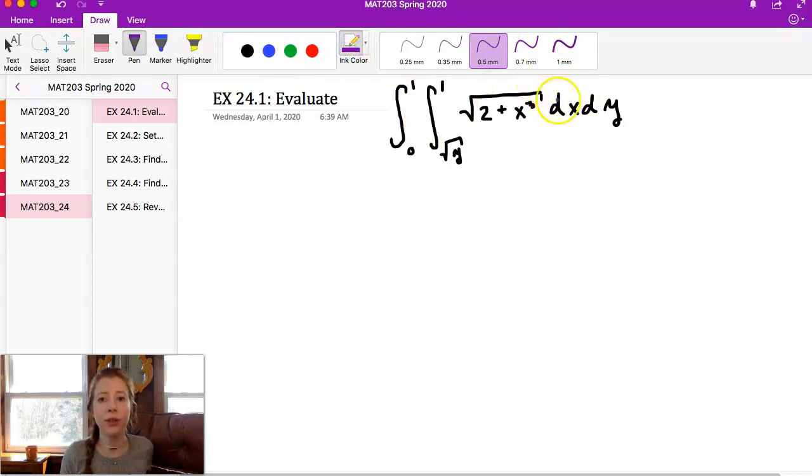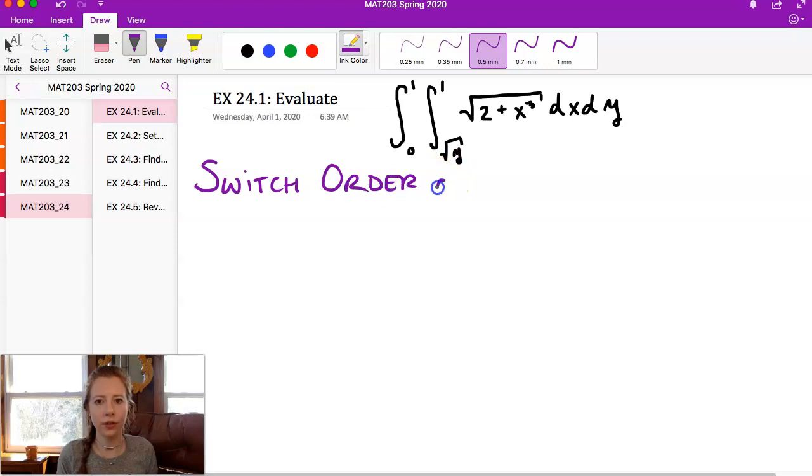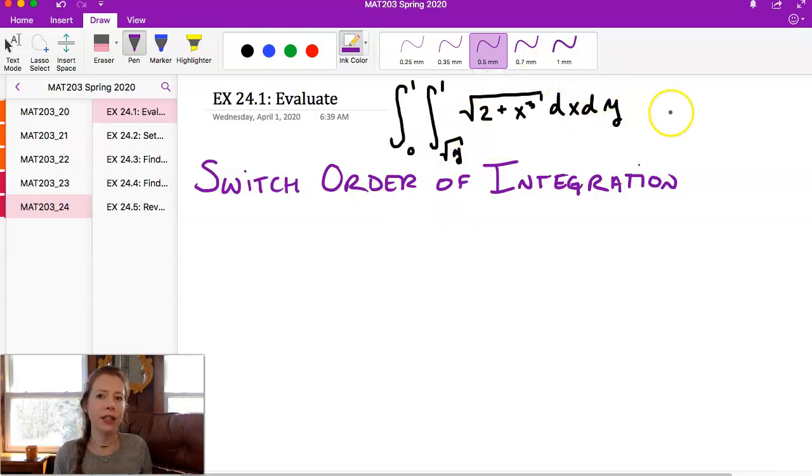So what we need to do is put in some work here, and we need to switch the order of integration to make it easier to evaluate. So what we want to do is we want the dy to be on the inside with the proper y extents, so we're going to have to adjust those, and we want the dx to be on the outside with the proper x extents. So let's go through the steps for doing this.